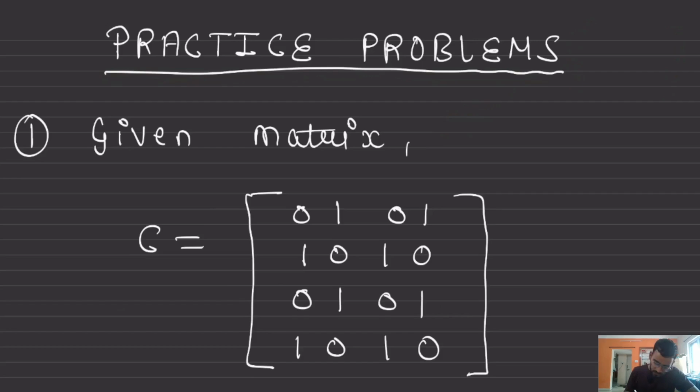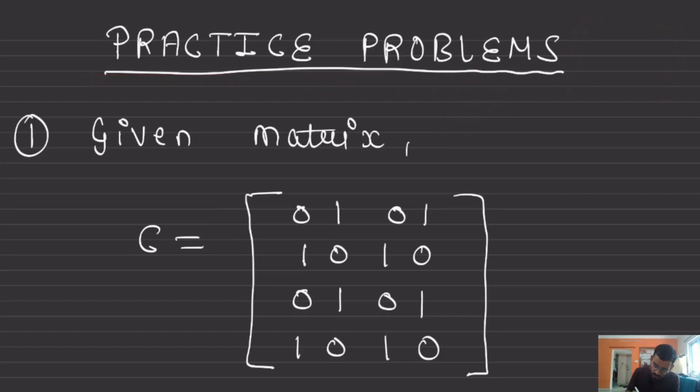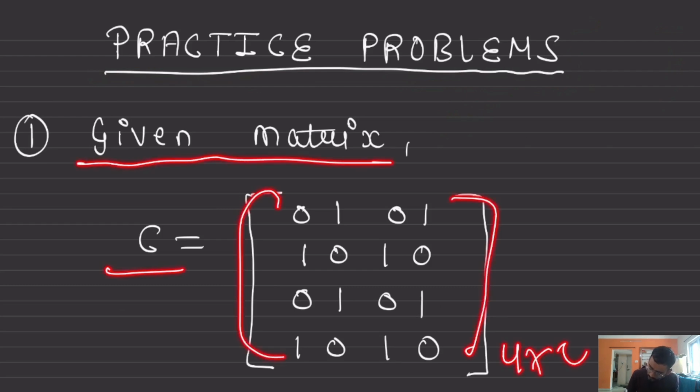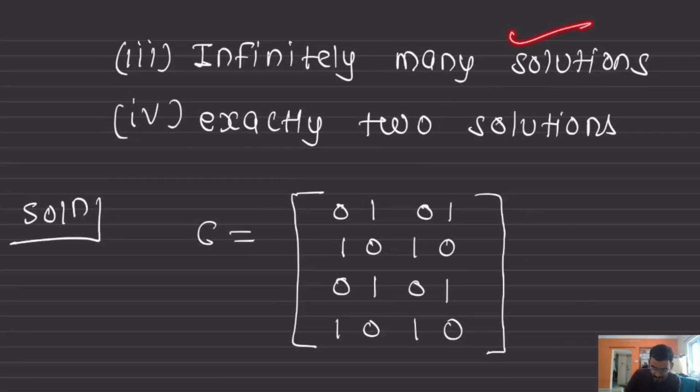Now we will see some practice problems which will help you to understand the concept in a much better way. So the problem is, given matrix C, which is a 4 cross 4 matrix. First, we need to find the eigenvalues of C. Second, is C diagonalizable. Third, does the equation Cx equal to 0 have no solution, unique solution, infinitely many solutions, or exactly 2 solutions.